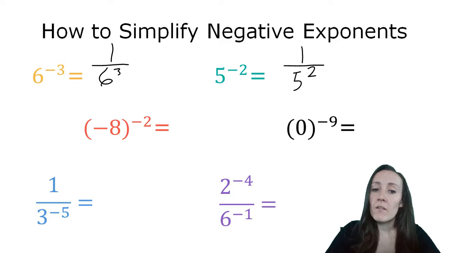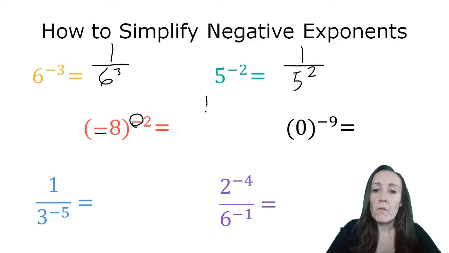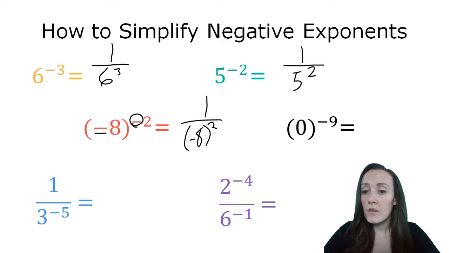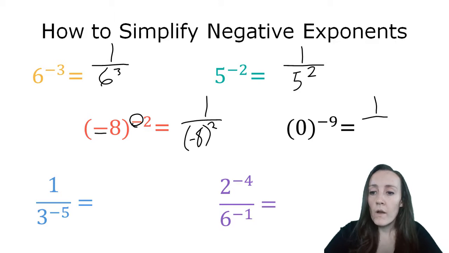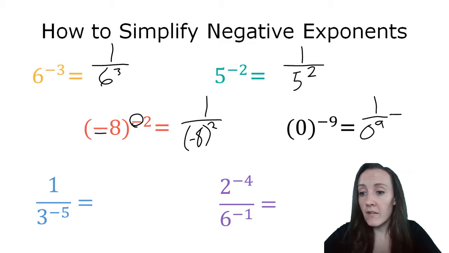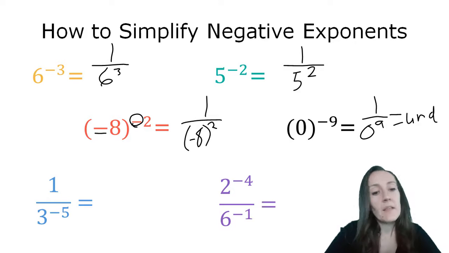If you had negative 8 to the negative 2, this negative tells you to do the reciprocal, and then this negative just works like a normal negative. So that would mean that you do the reciprocal of negative 8 to the second power. If you have 0 to the negative 9, or really 0 to any power, you'd end up with 1 over 0 to that power, which actually creates an undefined number because you can't do division by 0. So that's kind of an interesting problem.